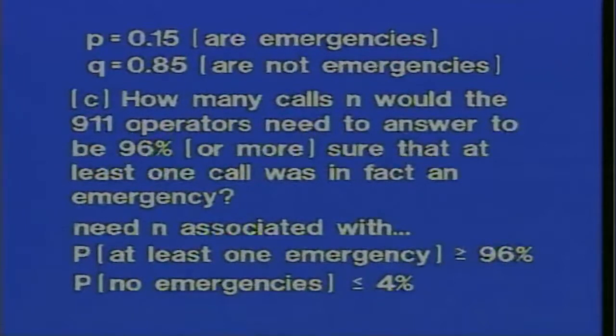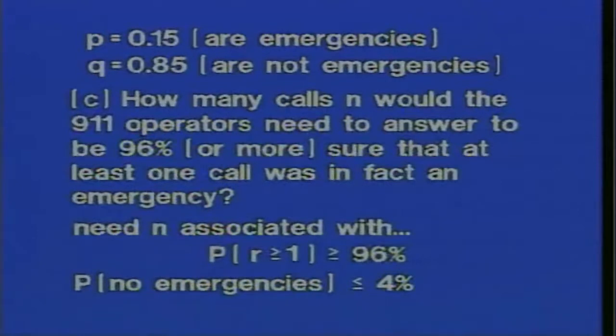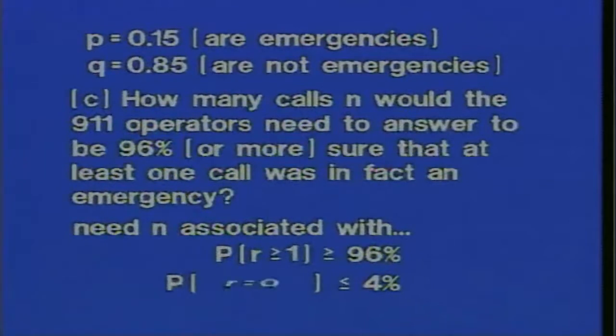Now that we have redefined success, we look down at the bottom of the screen, the probability of at least one emergency. If an emergency is a success, then this is the probability of R being greater than or equal to 1, is greater than or equal to 96%. Now what's the antithesis of that? The probability of no emergencies. Well, no emergencies would be an R of 0. So the probability that R is 0 is less than or equal to 4% is what we're looking for.